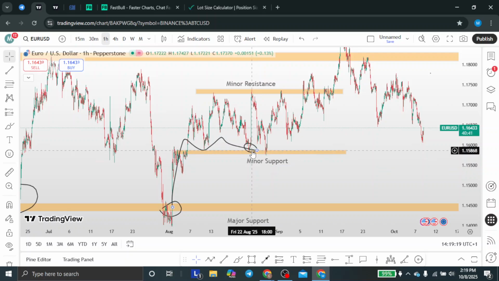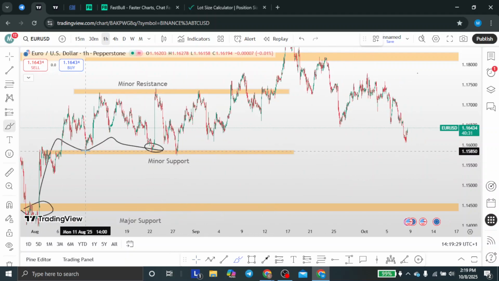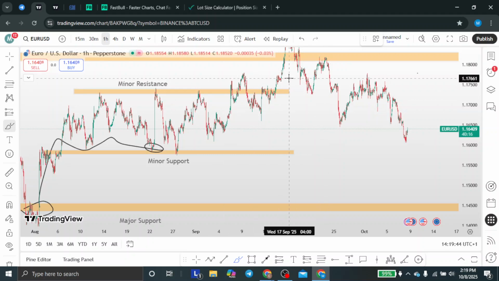Now this minor support wouldn't have held if buyers failed to hold it. At the beginning we saw, how many touches can we have here? Two, three, four. You can see it was the fourth touch that led the market to start buying all the way to the major resistance. Is that not it? Yes.